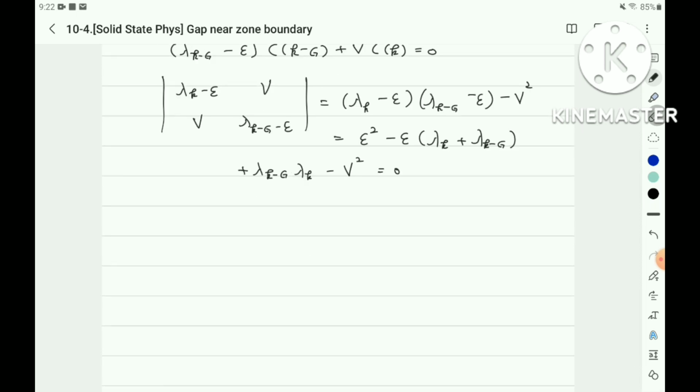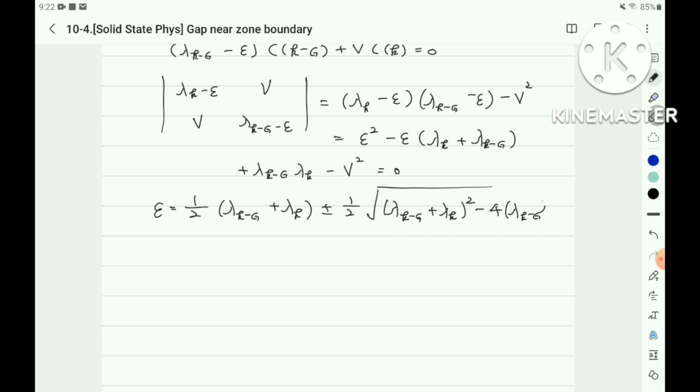Therefore, from the second order equation, epsilon can be written down as 1/2 (lambda_{k-g} plus lambda_k) plus or minus 1/2 square root of ((lambda_{k-g} plus lambda_k) square minus 4 (lambda_{k-g} lambda_k minus V square)). It is the solution of the energy eigenvalue.